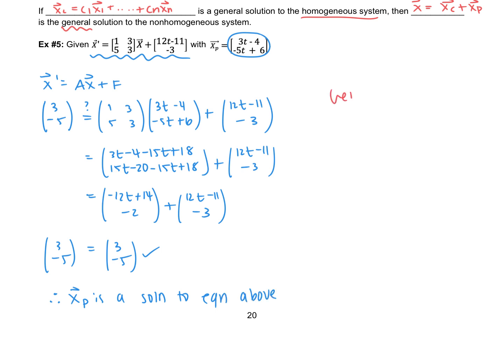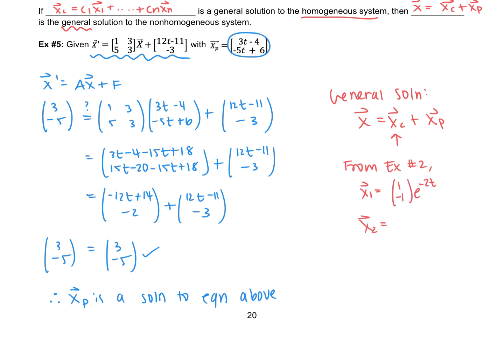So then our general solution is going to be of the form complementary solution add particular solution. Complementary solution comes to us from example number 2. In example number 2, we were given our two solutions. Solution 1 was (1, -1) e to the -2t. Second solution was (3, 5) e to the 6t. And these are linearly independent. You can prove it if you want to, or you can just trust that it is.